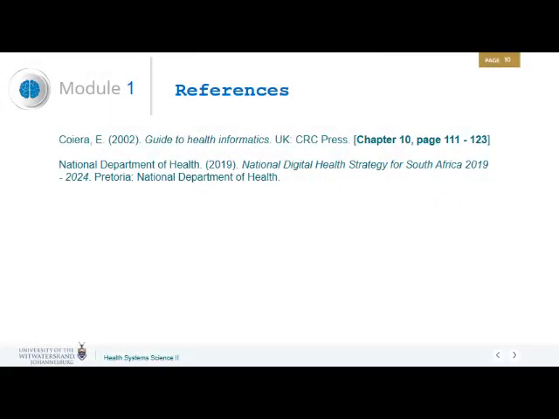Slide 10 is our reference slide. You can have a look at the key reading for this session, which is our COERA textbook, the Guide to Health Informatics. The information here comes from Chapter 10. If you want any clarity, please have a look at the pages indicated here. And if you would like, you can Google the National Digital Health Strategy for South Africa to see what is the plan that is going to be unfolded over the next few years.